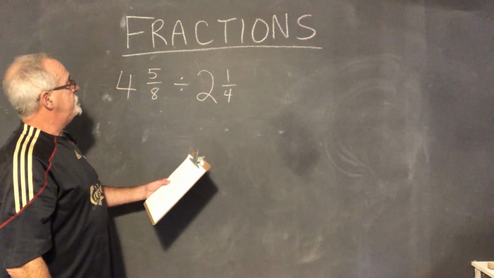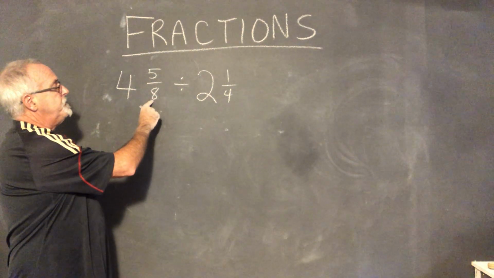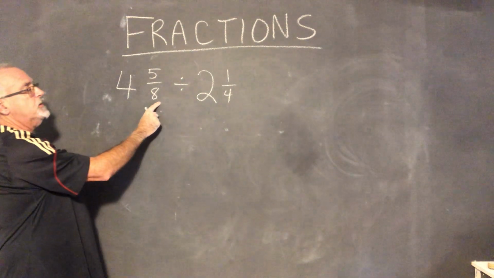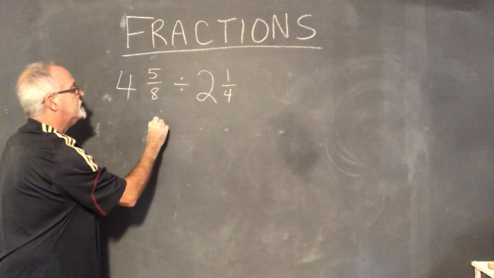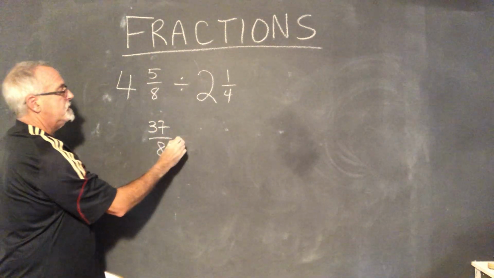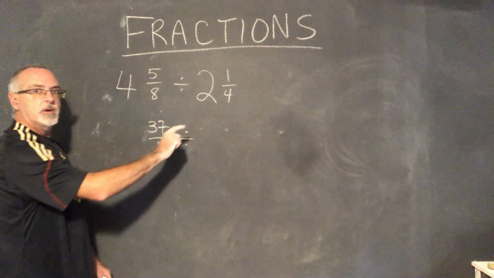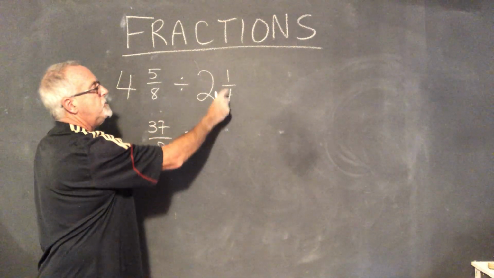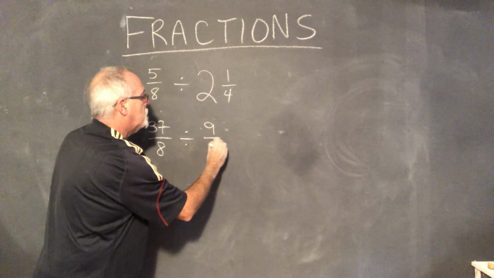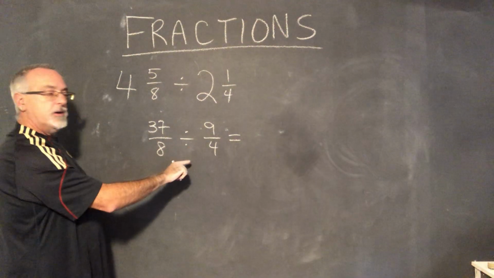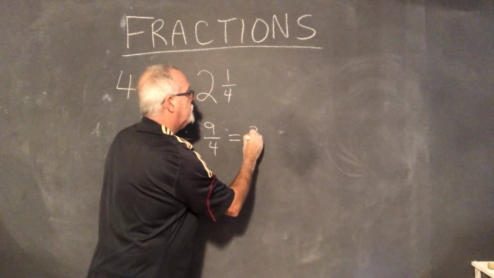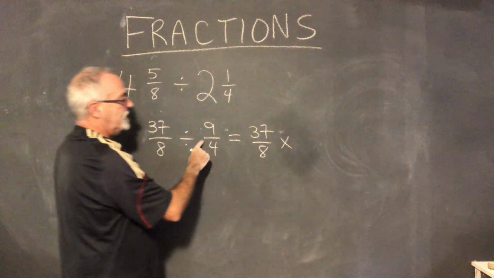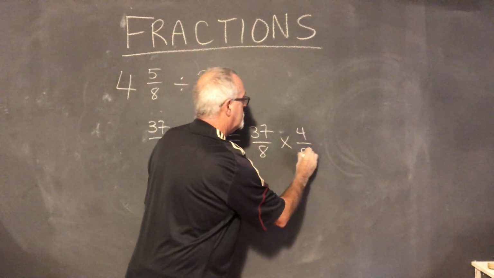What should I do first? I will convert them into improper fractions first. 4 times 8 is equal to 32 plus 5 is 37/8. I'm not turning the second one upside down yet. No. I still have to do some conversion. 2 times 4 is equal to 8 plus 1 is 9/4. Now I feel comfortable turning this upside down. So I keep 37/8. I multiply instead, and I turn 9/4 into 4/9.